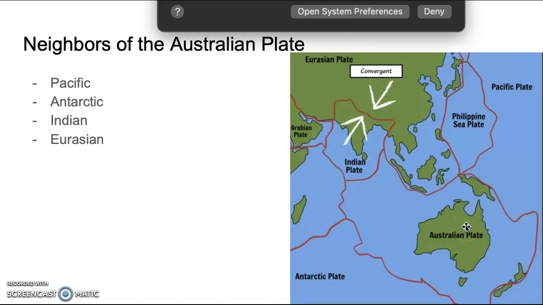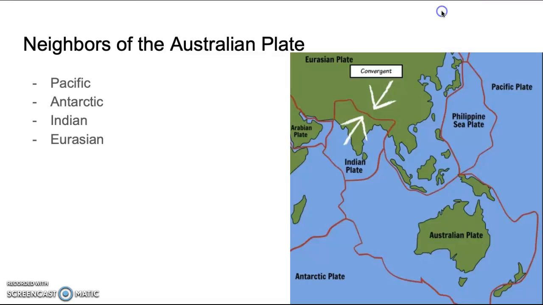So the Australian plate is continental crust right here, and then to the east is the Pacific plate, which is oceanic crust, and then to the south is the Antarctic plate, which is both oceanic and continental crust, and then to the northwest is the Indian plate, and that is only continental crust. And then the Eurasian plate is to the north, and that is made up of both oceanic and continental crust.